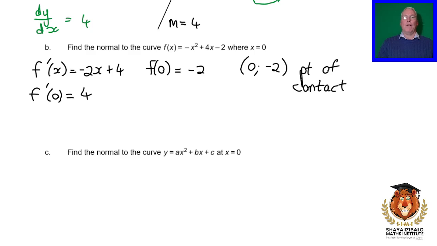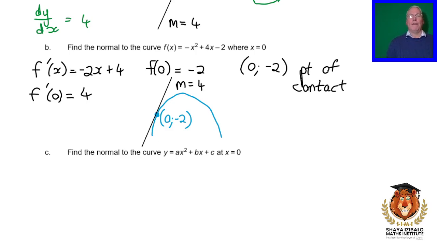Now, what that means is that on this unhappy parabola, upside down like a frown, we have a point here, which is the point (0, negative 2), and we know that the gradient of the tangent is 4. So this black line has got a gradient of 4. Now we don't want to find the equation of the tangent, we want to find the equation of the normal. The normal goes perpendicular, so it's going to go kind of through there.